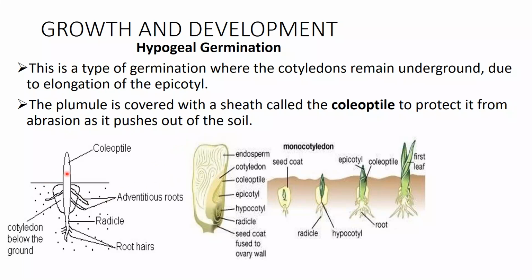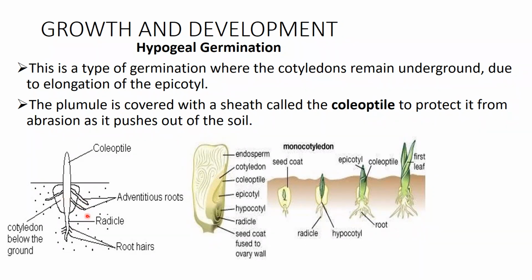Okay, so this is how hypogeal looks. The coleoptile, as you can see, is here covering the plume. Okay, the cotyledon and others are going to be down here, and we have these shoots, roots, which are called adventitious roots.